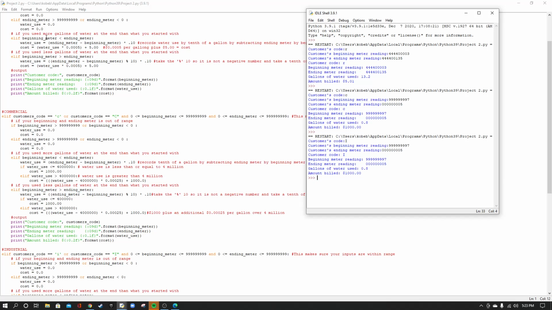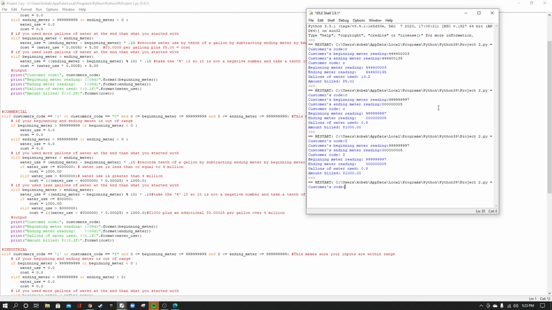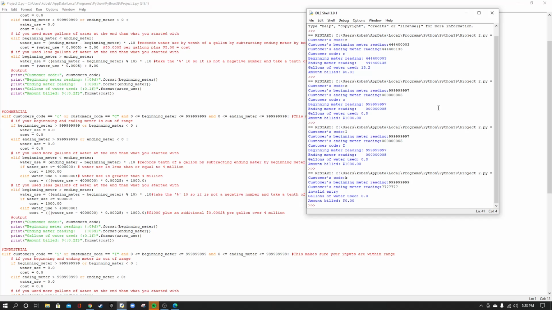There's also another scenario where what if the customer doesn't have either an R, C, or an I, so they put in K. We could have random numbers, and it doesn't matter, and if that ever happens, then it will print out an invalid entry, and gallons of water used is 0, amount of water billed is 0.